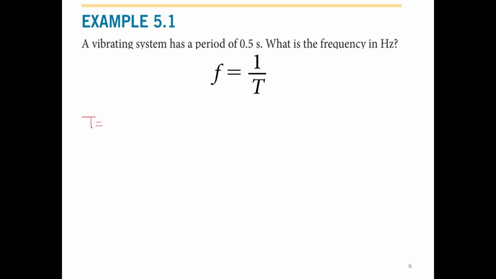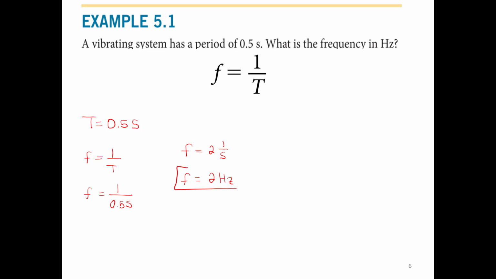Remember, the period is the time for one complete oscillation, and it's 0.5 seconds. Then if we know the period, we can calculate the frequency, which is how many oscillations in the unit time. Then the frequency will be equal to 1 over 0.5 seconds, which is 1 over second, or 2 hertz.